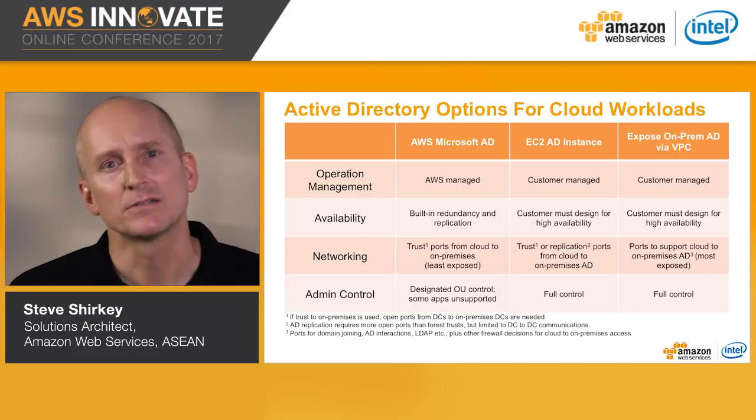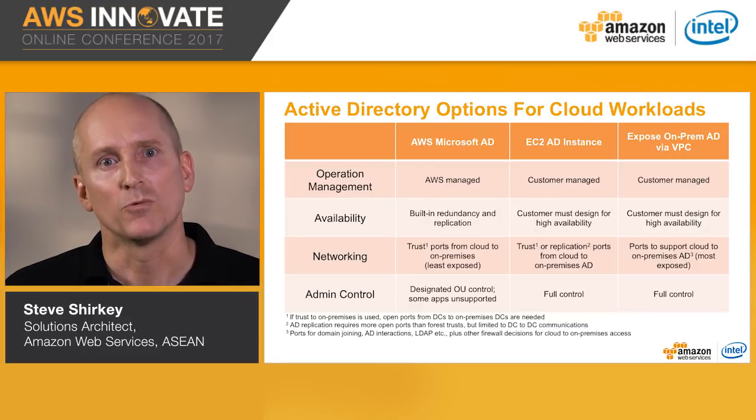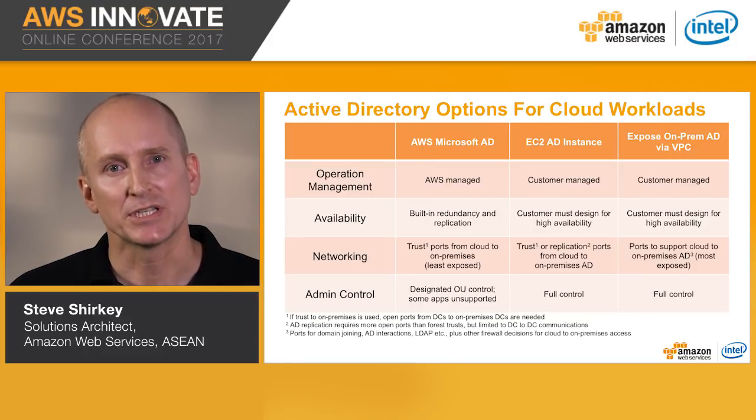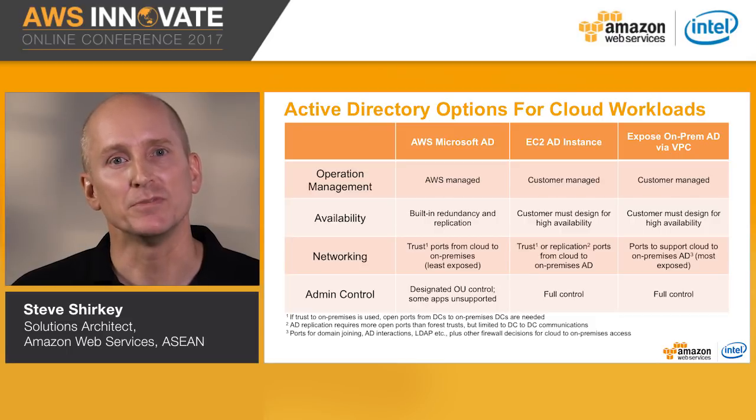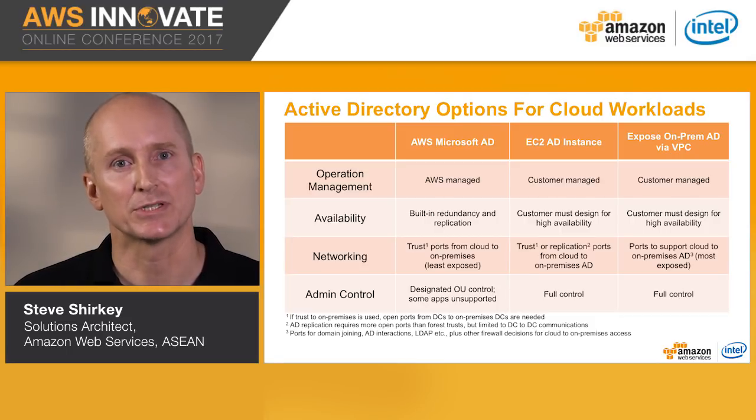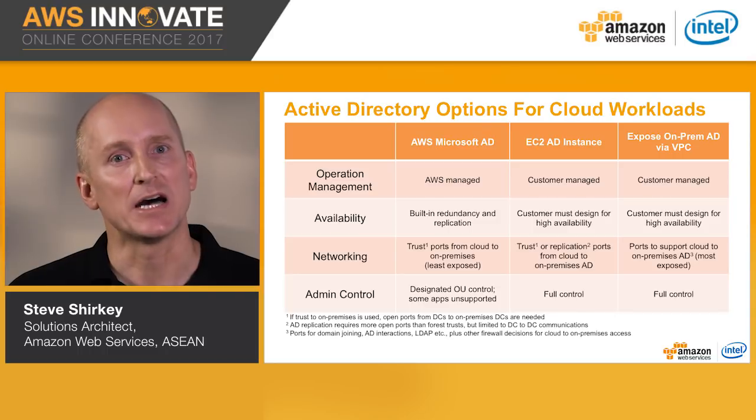The same applies for the remaining option, the AWS Microsoft AD option, where you only have a trust model for extending your on-premise environment to your VPC environment on AWS, which is the least exposed model in terms of communications flow between the two environments.